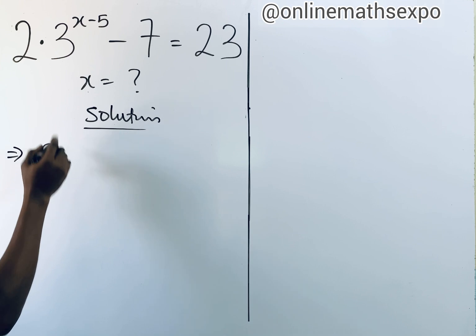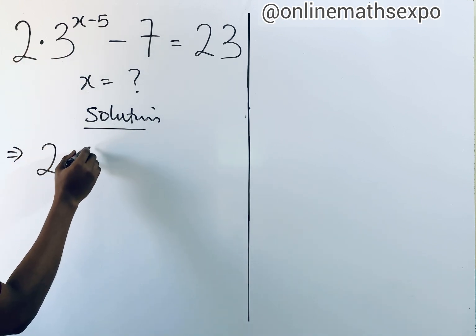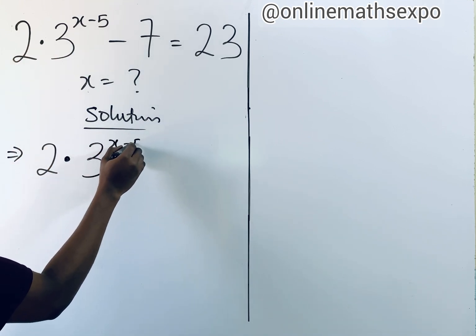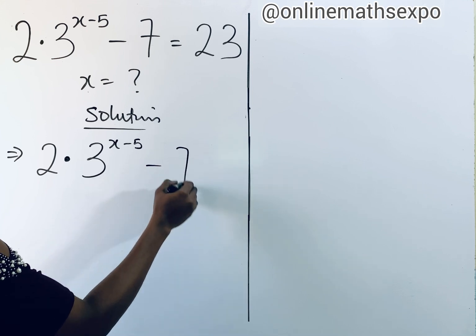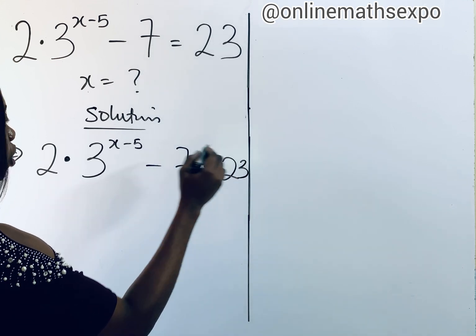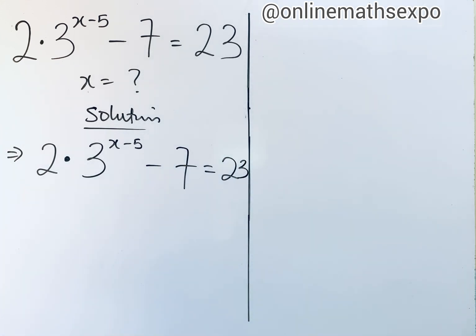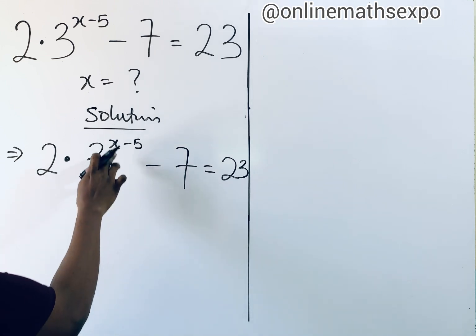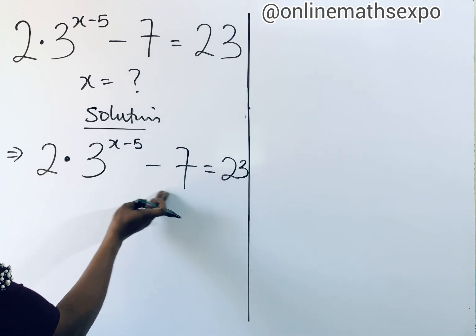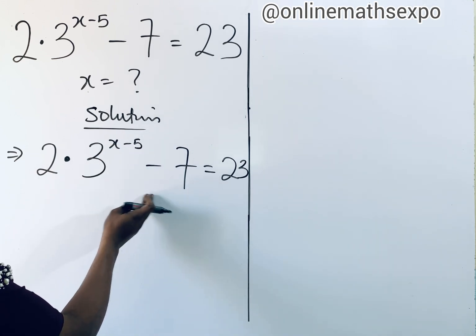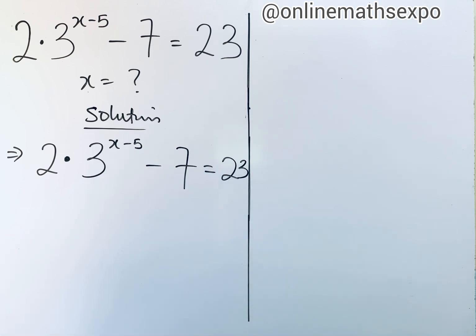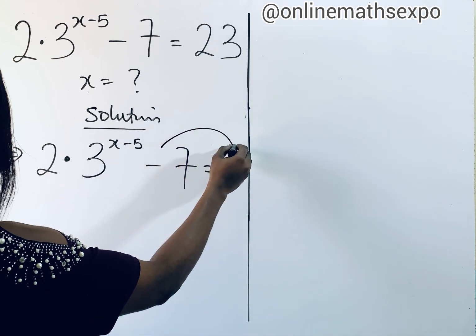We have 2 multiplied by 3 to the power of x minus 5, then minus 7 is equal to 23. Now what do you do first? Remember, your target is to get x, so we can choose to remove this negative 7. To remove it, you add. So we're going to add 7 to both sides.